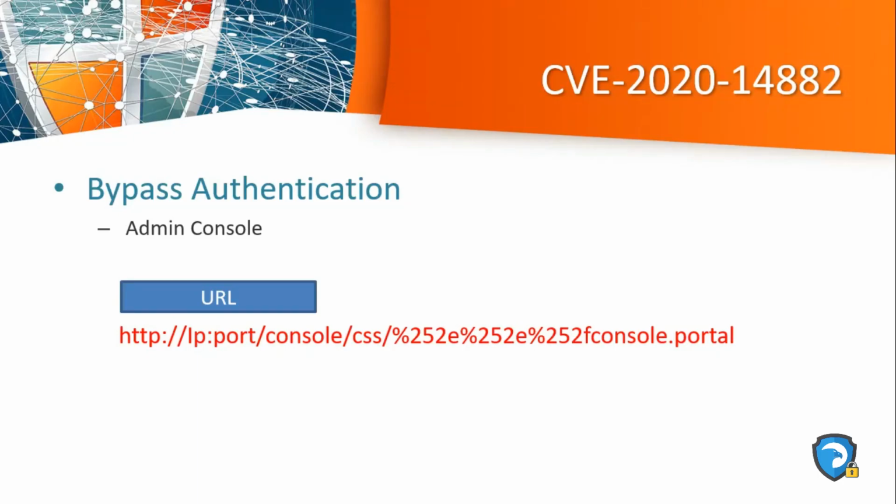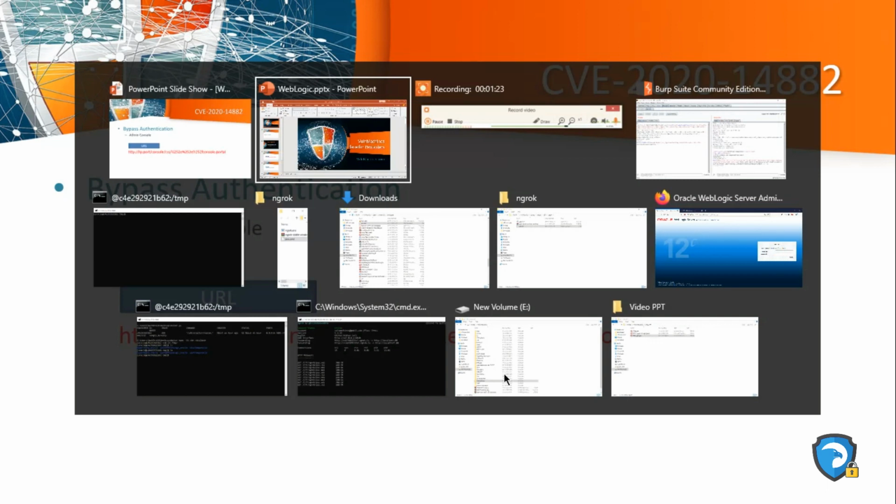CVE-2020-14882. This vulnerability is related to bypassing authentication in the admin console component using a URL. As mentioned, I will use this URL to bypass login. So without wasting your time, let's do a practical so you will get a better understanding.